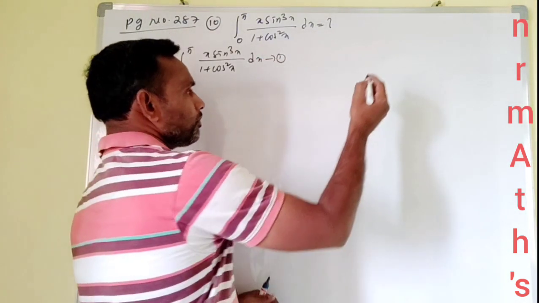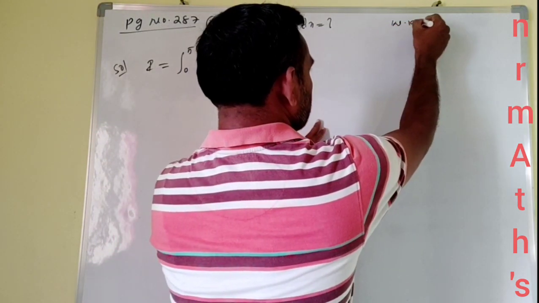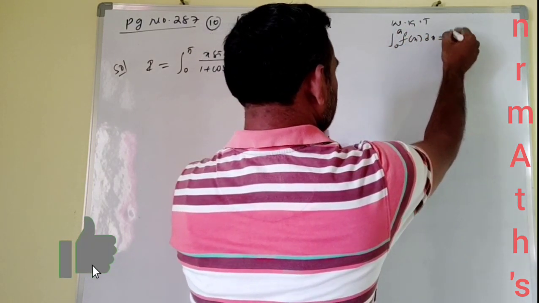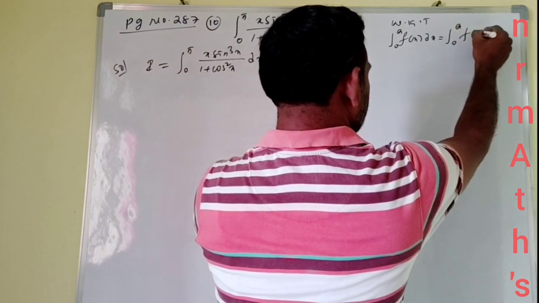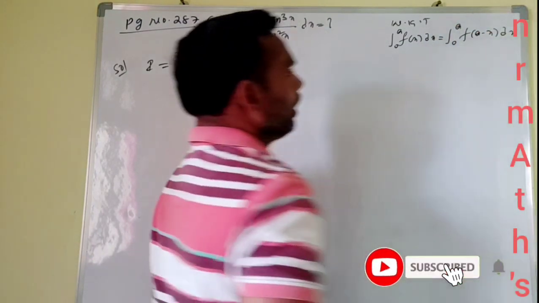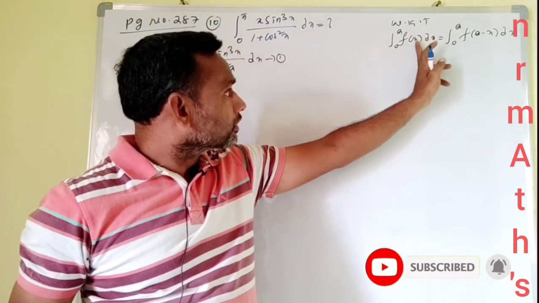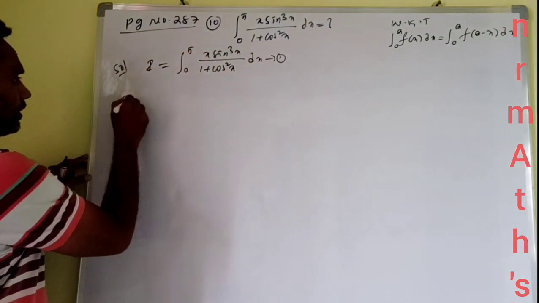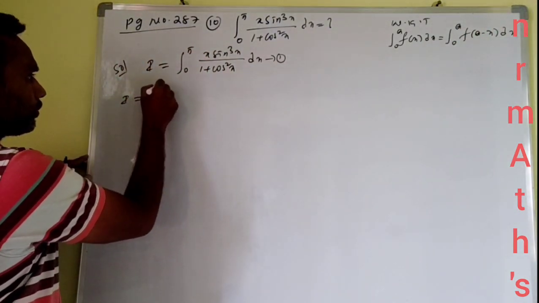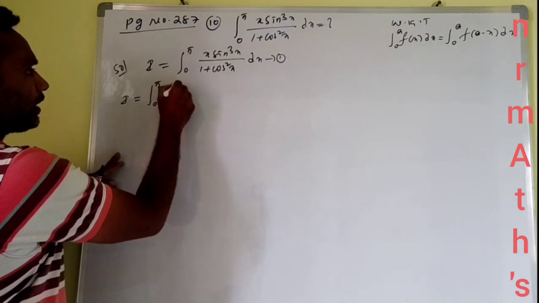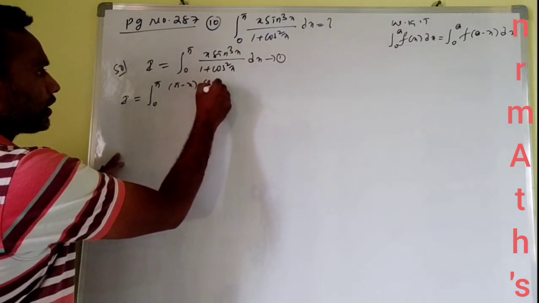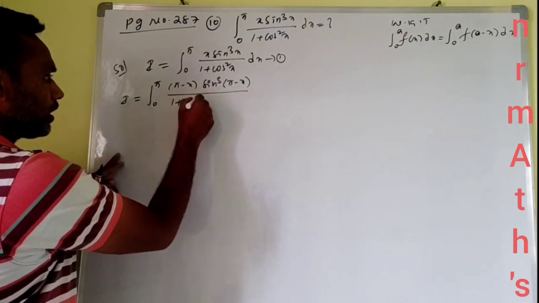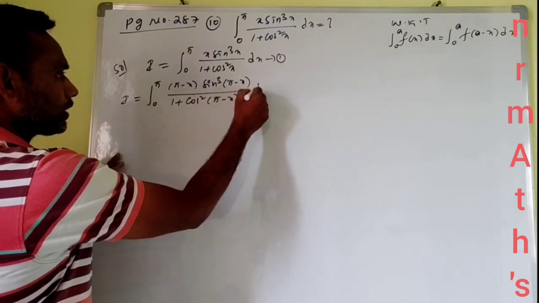Now we know one formula: integration 0 to a f of x dx is equal to integration 0 to a f of a minus x dx. Now look here, substitute a minus x in place of x. Same here, I is equal to integration 0 to pi, substitute pi minus x. Here also sin cube pi minus x, by denominator also 1 plus cos square of pi minus x dx.